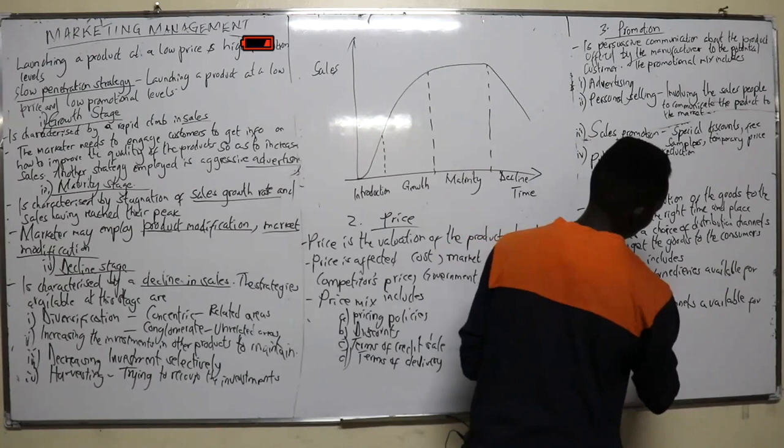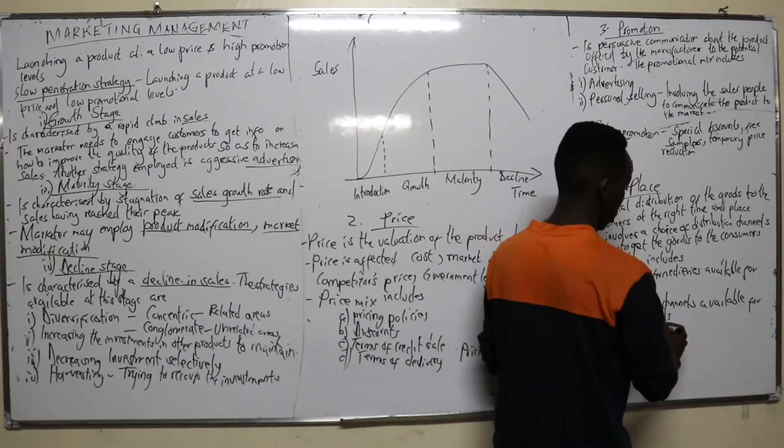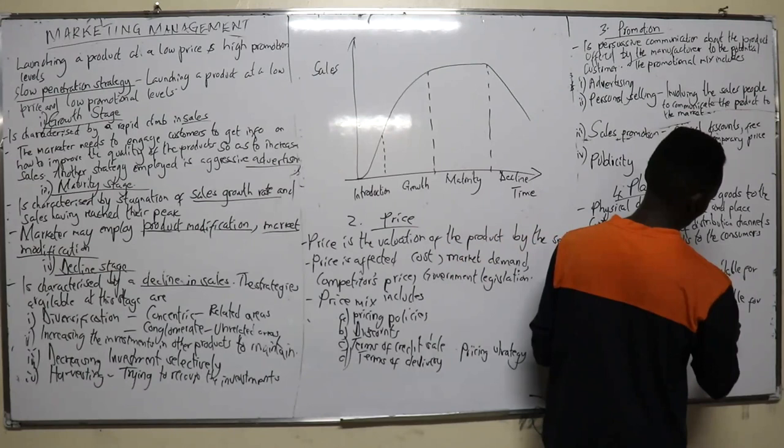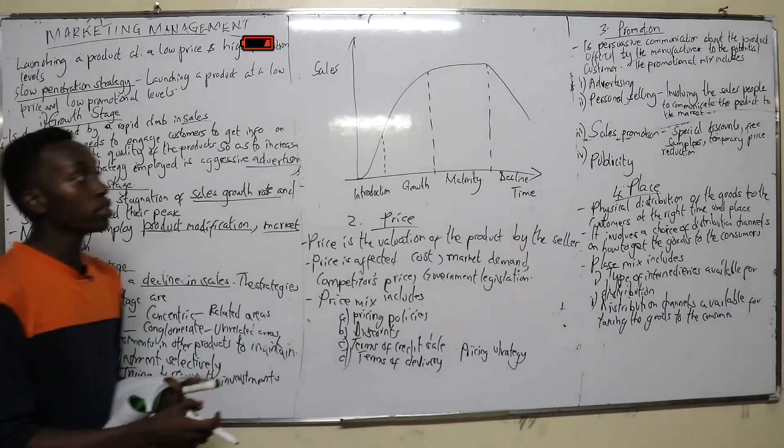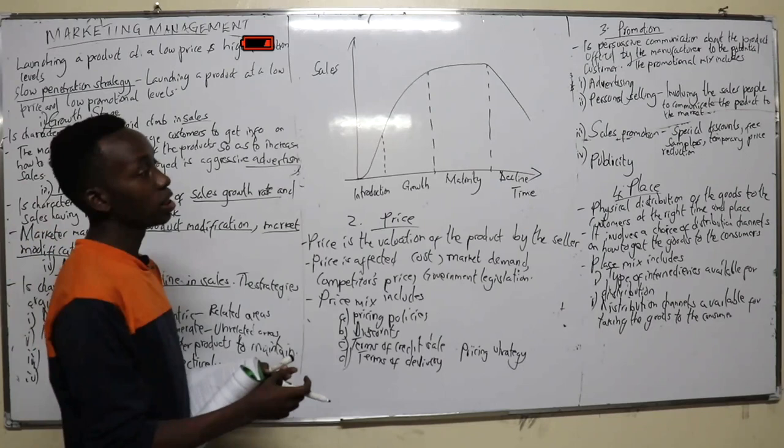I've told you there are certain factors you will consider when choosing a distribution channel. So what you need to understand is what are these four P's of marketing. One is the place. Number two is the price. Number three is promotion. And lastly, the product itself.